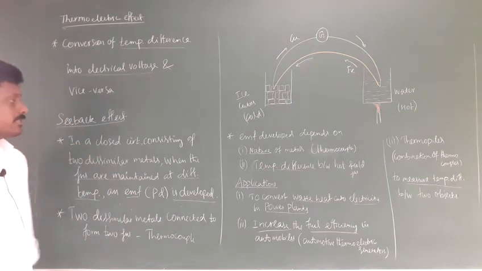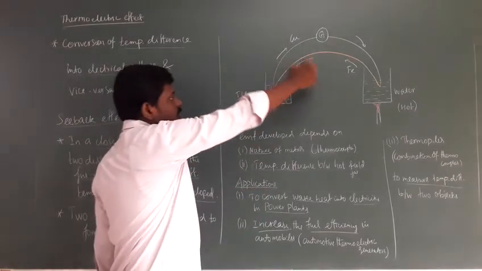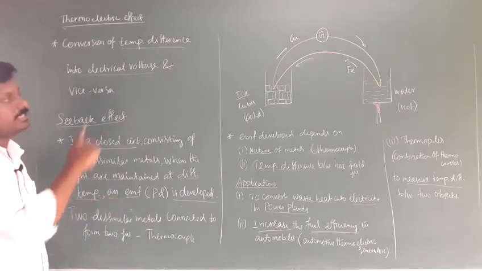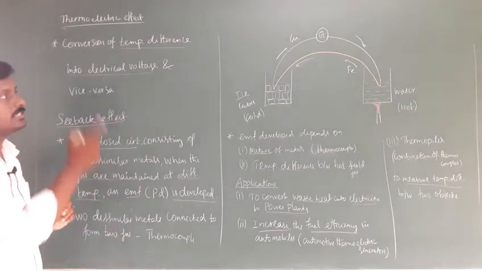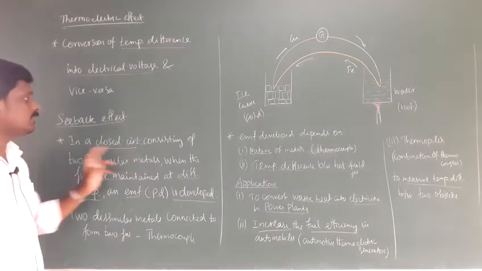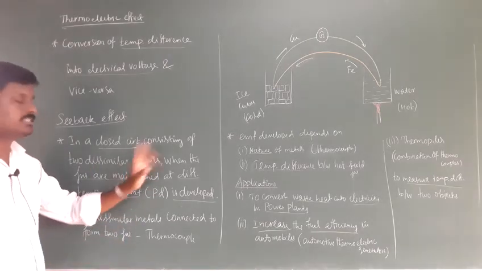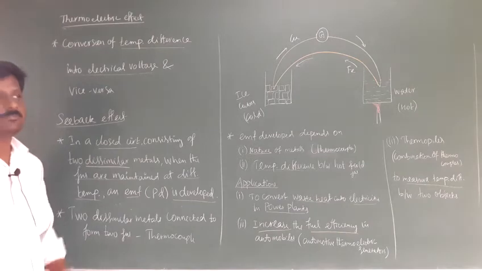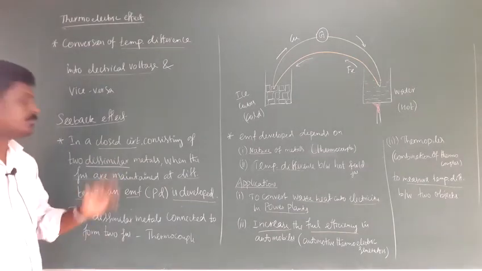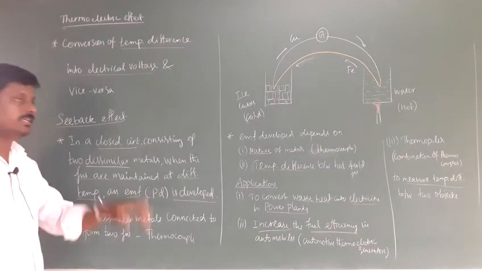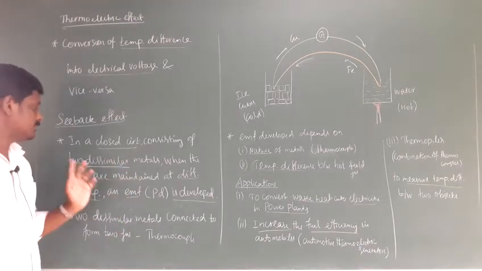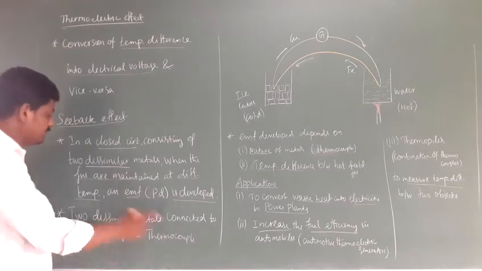Seebeck effect means, in a closed circuit, they are taking two different metals, copper and iron, connected in series. It's a closed circuit, and there is a galvanometer present. So in a closed circuit consisting of two dissimilar metals, dissimilar means different metals, when the junctions are maintained at different temperatures.